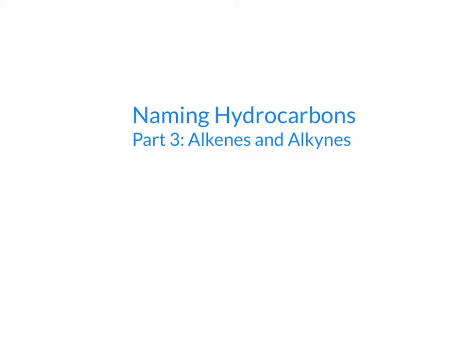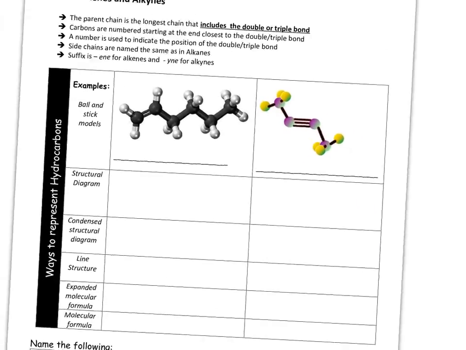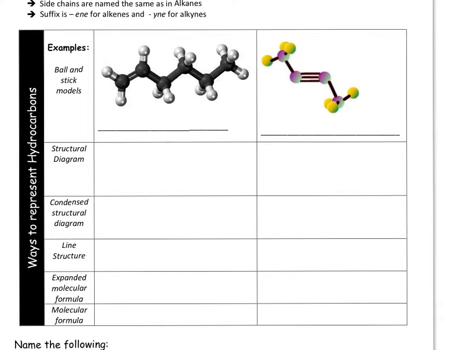All right, this is part 3 of naming hydrocarbons. We are looking at alkenes and alkynes. Continuing on in your package, we're going to take a quick look at what structural diagrams, condensed structural diagrams, line diagrams, and molecular formulas look like when we have double or triple bonds.